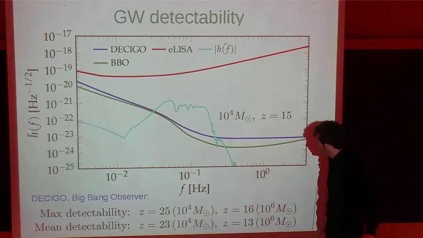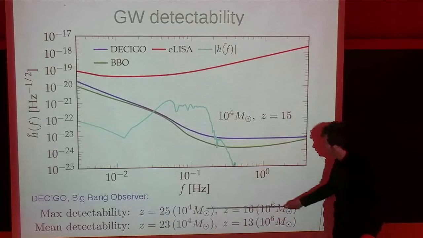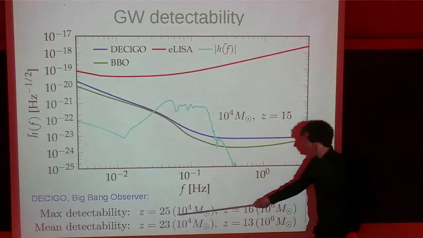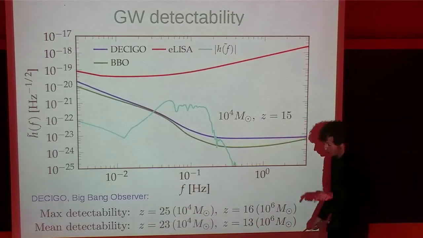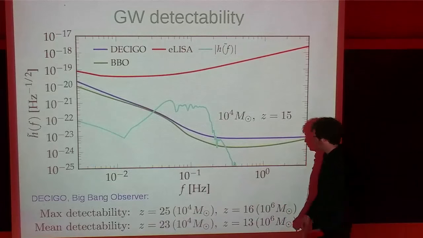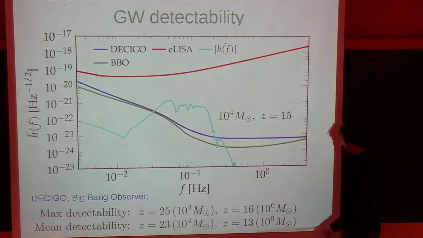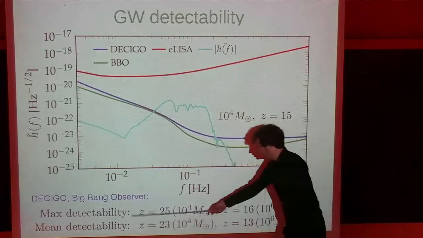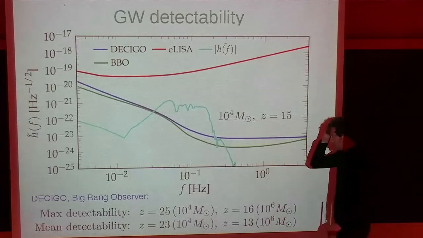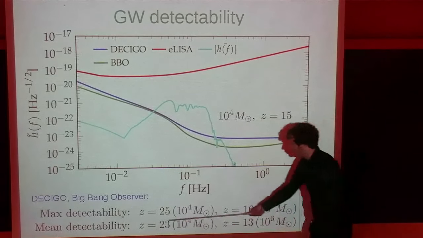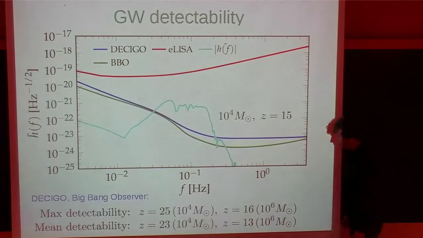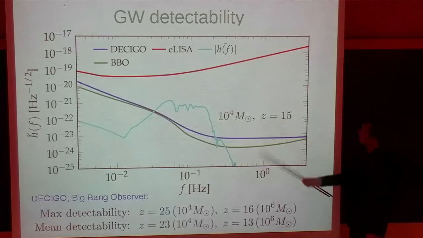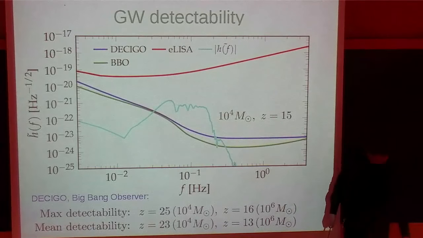And if you play around a bit with the numbers, then you find that a low-mass supermassive star on the order of 10^4 solar masses would be visible, if it's optimally oriented to the detector, out to a redshift of z equals 25. A 10^6 solar mass supermassive black hole would only be seen out to z equals 16. And if you impose a random orientation to the detector, you get somewhat reduced distances. But with the Big Bang Observer and DECIGO, you would be able to see these.